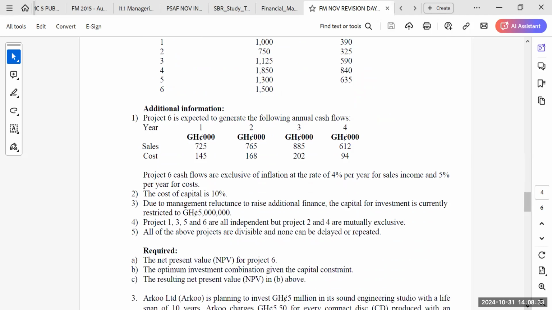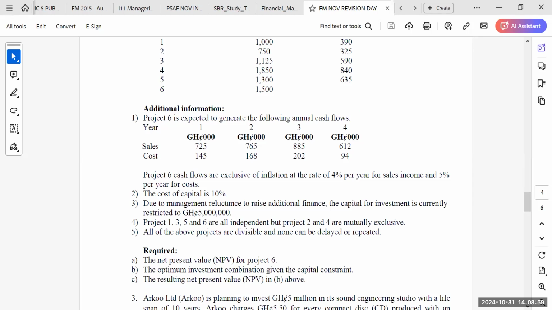If the projects are divisible, it means that we can put any amount into the project. Then we select the project based on what we call the profitability index. But if the projects are not divisible, we cannot use the profitability index. What we do is select a project based on the possible return or the highest possible combination.